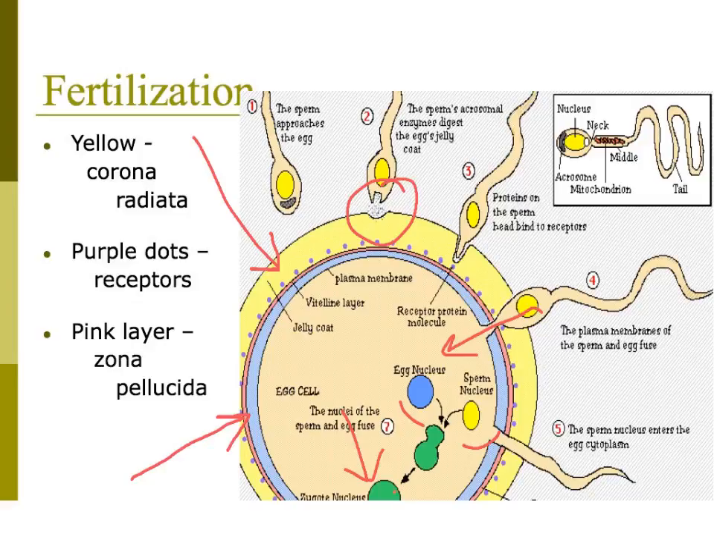This zygote is diploid because it has 46 chromosomes in it. 23 of those came from the sperm. 23 of those came from the egg. And that allows for a diploid cell for the first cell of life, just like all of the cells in your body except either your egg or your sperm.